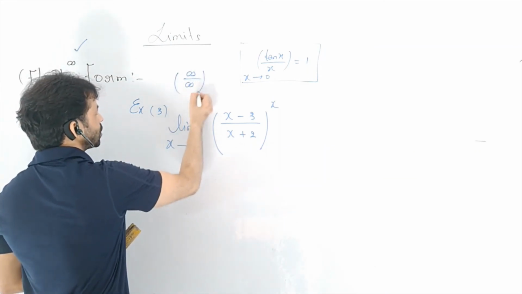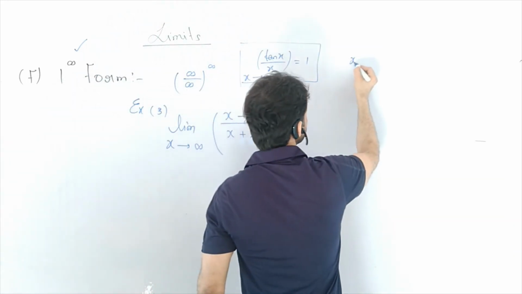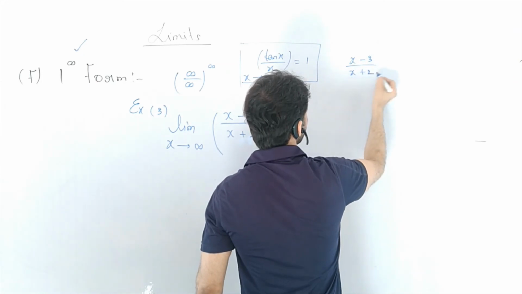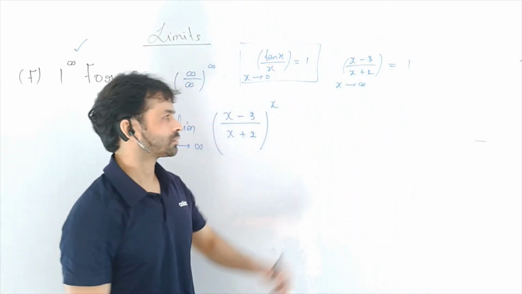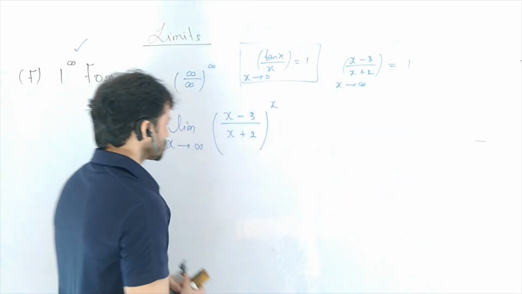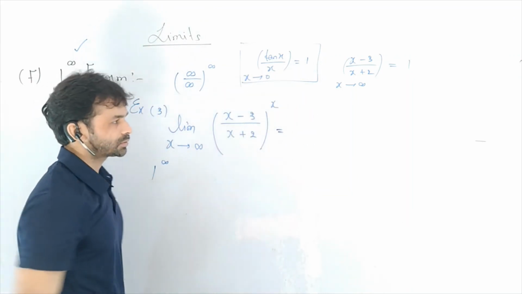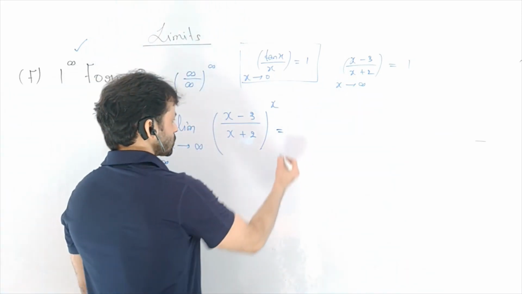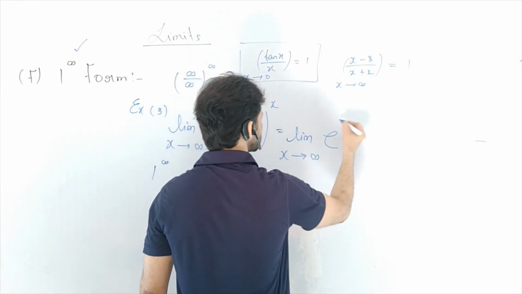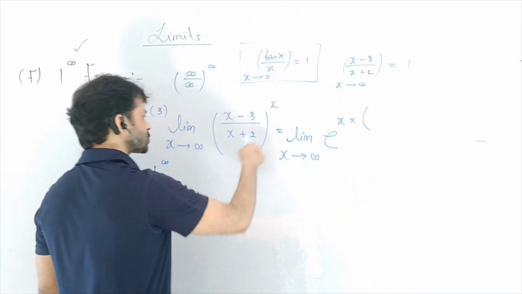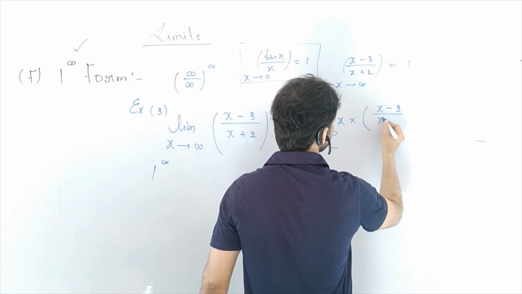But when we simplify this, you know the limit of (x − 3) by (x + 2), x tending to infinity: a naught by b naught, that is 1, the infinity by infinity form. So ultimately this is the 1 to the power infinity form. So we'll use that result we had just written here. Limit x tends to infinity, e to the power g(x) into f(x) minus 1, so this minus 1 will simplify.